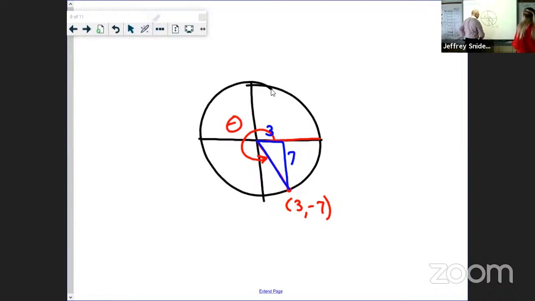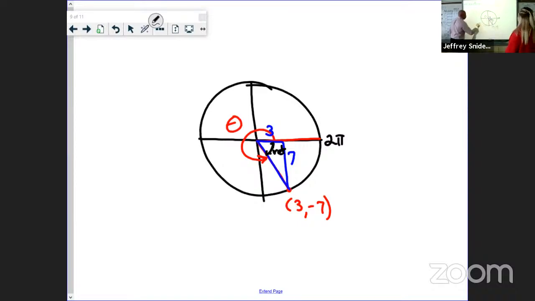Now, I want you to think about this. This red angle from here to here and this little piece here together have to add up to 360 degrees, which is the same as saying they have to add up to 2 pi radians. I'm going to use right triangle trigonometry to find this angle here, which I'm going to call the reference angle.